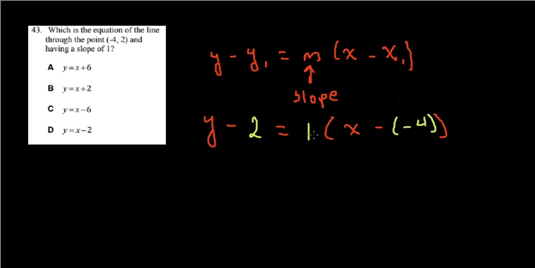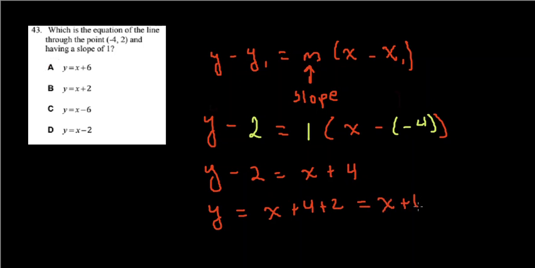Alright, and this slope of 1 doesn't change anything. I'm going to keep this left-hand side exactly the same. So y minus 2 is equal to, distribute the 1, doesn't do anything, x, negative times negative is positive, plus 4. And now we add 2 to both sides. So y equals x plus 4 plus 2, which is x plus 6. So y is equal to x plus 6, and A is going to be our answer.